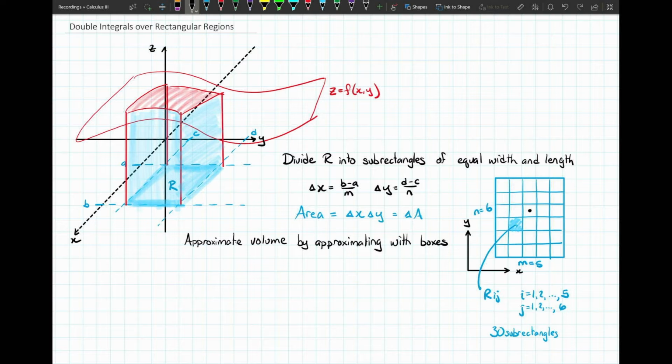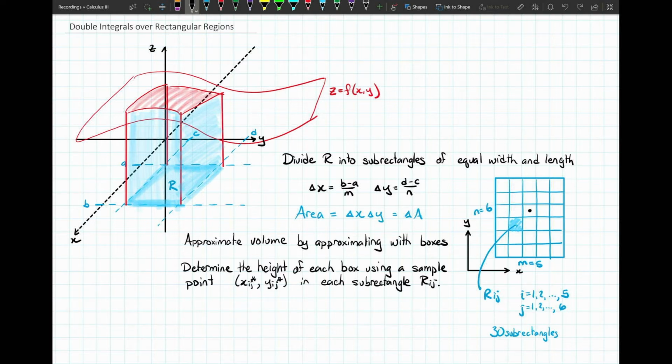Since there are 30 subrectangles, I'm going to need 30 sample points. We'll denote those sample points with x_ij star, y_ij star. That's the sample point in subrectangle R_ij. We can take that point and evaluate the function at the point to get the height of each of those little boxes. Now we just need to sum up the volume of each of those boxes, area times height, and let m and n go to infinity to get a better and better approximation.